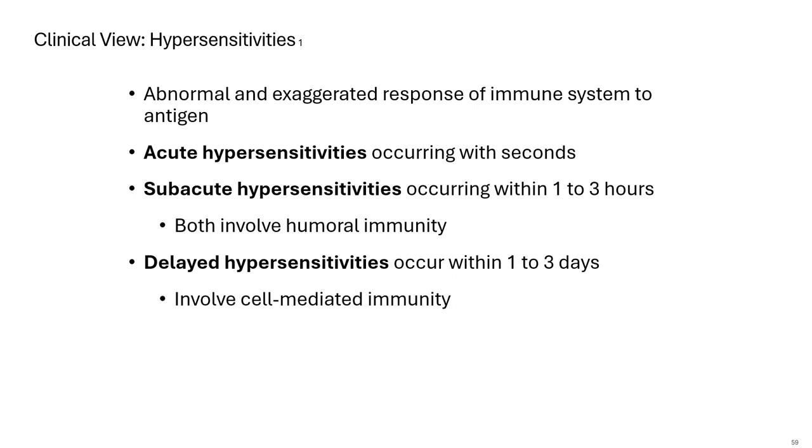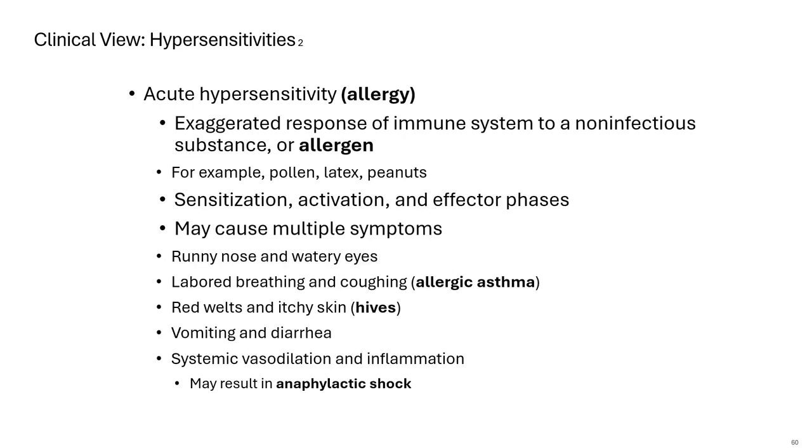So hypersensitivities, again, these are just exaggerated immune responses to some type of antigen. So acute hypersensitivities, subacute within a couple of hours, and then delayed over several days, right? So you could think of various types of allergic reactions, right? So allergies caused by some type of allergen. Common ones you think of are pollen, latex, and peanuts, but there's dairy allergies, right? There's allergies to various types of fruits, right? There's lots of different allergies, right? There's gluten allergies, things like that.